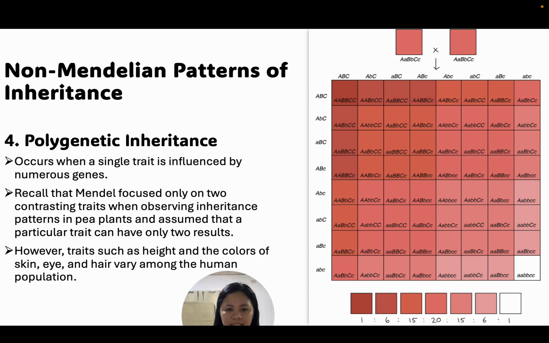Skin color, for instance, yung color ng skin natin, is a polygenic trait determined by 3 genes. Assuming that the alleles for dark skin are controlled by genes A, B, and C, with each adding 1 unit of darkness to the phenotype, and alleles for light skin are controlled by genes small letter a, b, and c. The genotype AABBCC, those are all big letters, would represent very dark complexion, and small letters aabbcc would represent very light complexion.